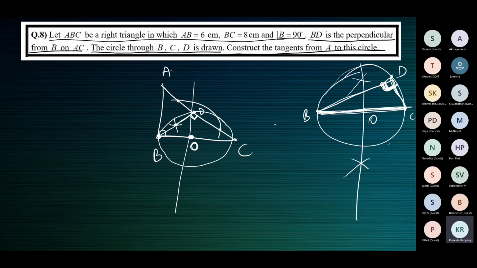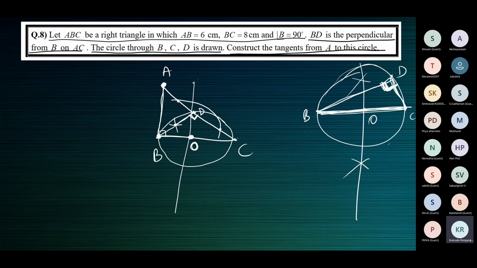Okay, so we drew a circle passing through B, C, and D. Next, construct the tangents from A to the circle. Oh, we already have one tangent from A to the circle. We just need to construct the other one. Because from the external point A, we already have this tangent AB. The side of the triangle, AB, is already acting as a tangent to the circle. A is the external point.